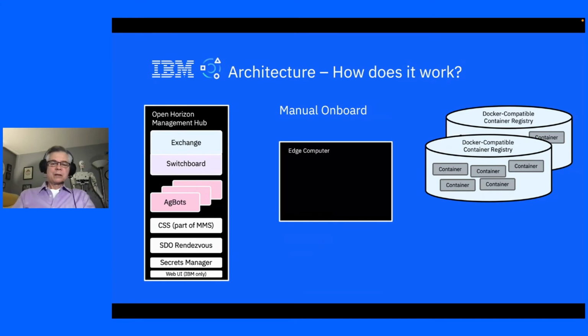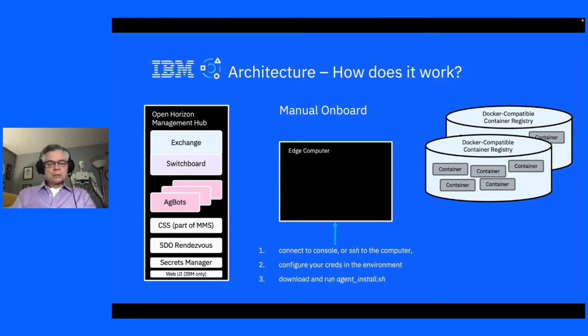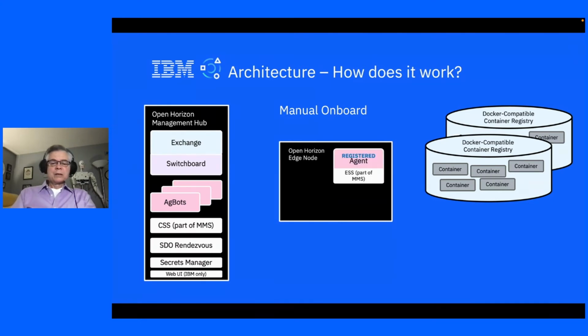But now let's take a look at the manual onboard process if you just have a regular computer that does not have secure device onboard. For that one, you have to connect to the console or SSH into the computer over the network, and then you have to configure your credentials for Open Horizons Management Hub or IEAM's Management Hub. And then you download and run our agent install script. And the result of that is a registered agent configured with whatever policy you specified when you registered it.